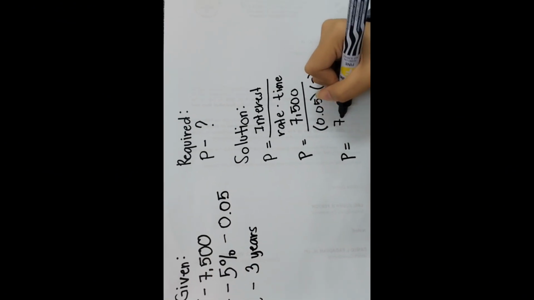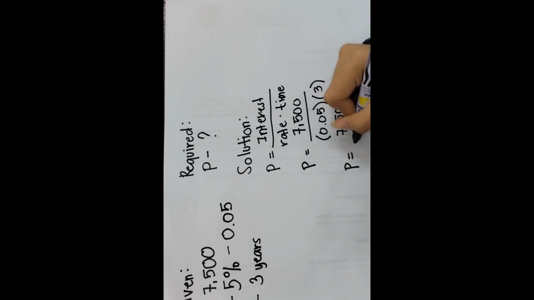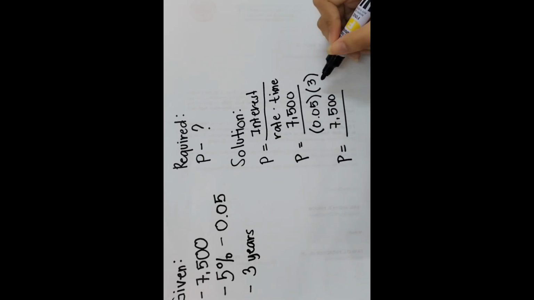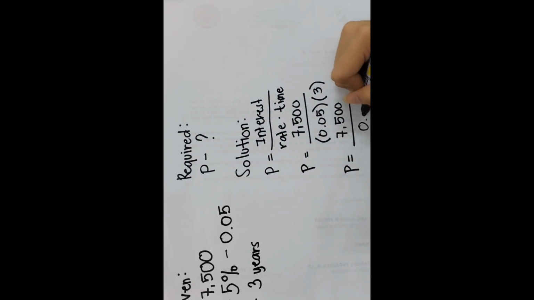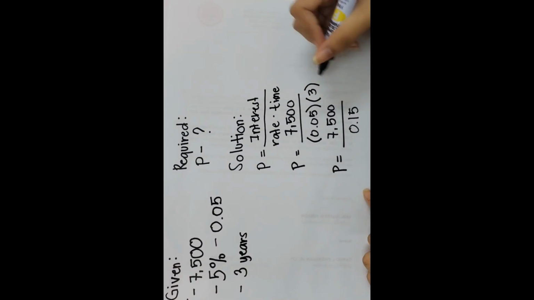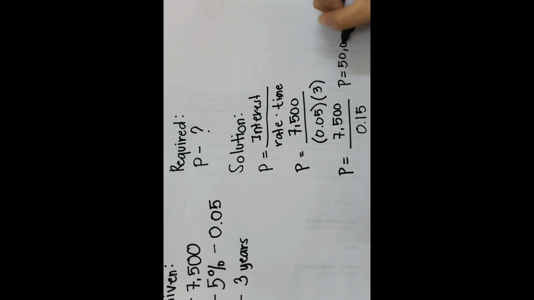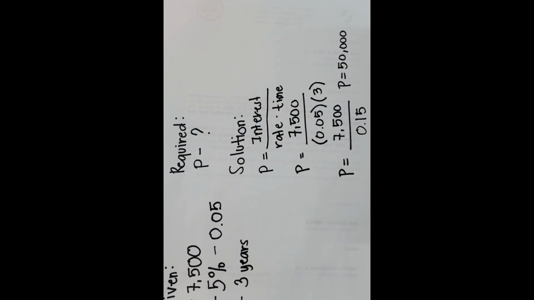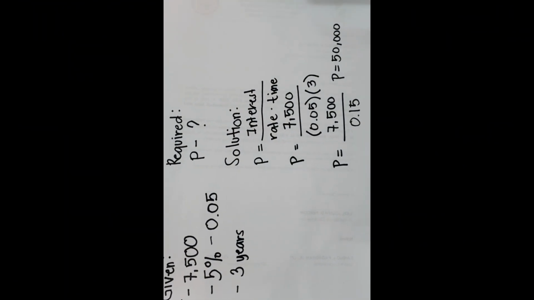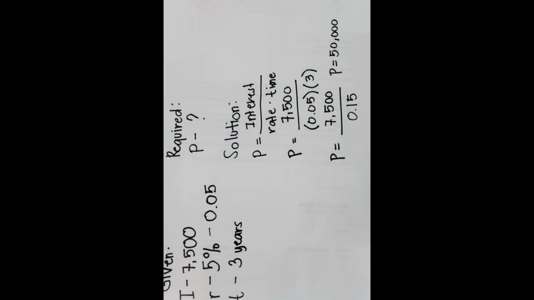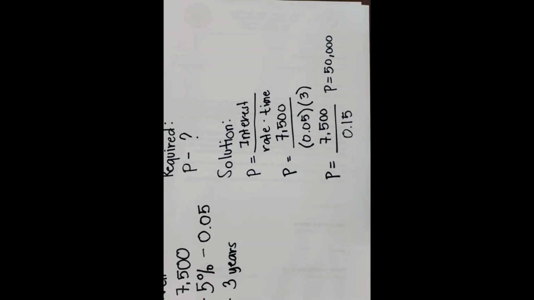So first, we are going to solve for our denominator, which is 0.05 times 3, which is equal to 0.15. And next, we are going to divide it, and the answer will be 50,000. Therefore, 50,000 is the money Adrias originally borrowed from the bank. So that is how we solve simple interest when looking for the principal.